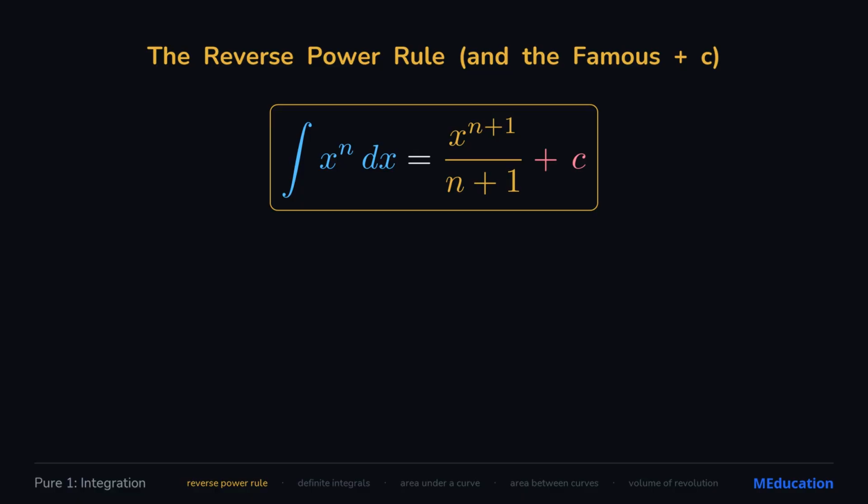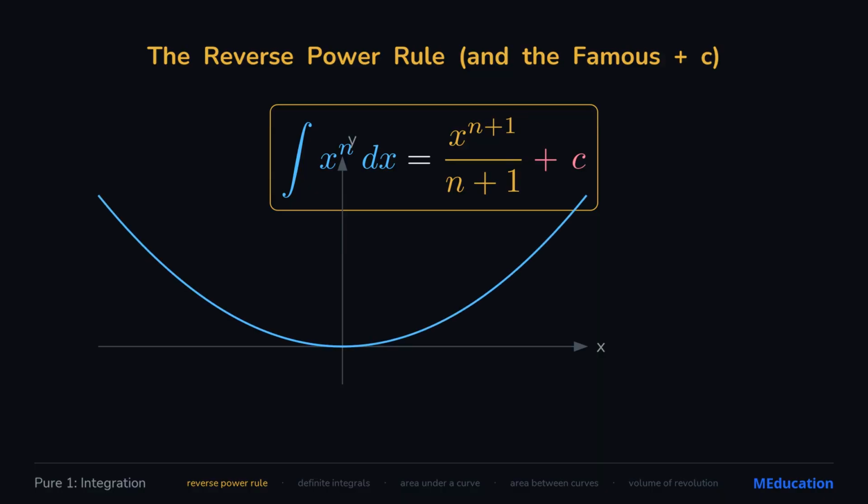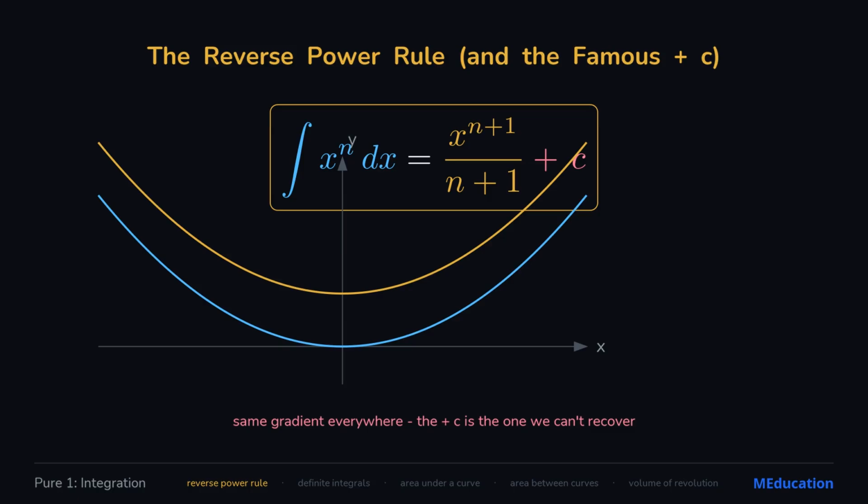When you differentiate, any constant vanishes without a trace. So when you reverse the process, you cannot possibly know what constant was lost. Every curve with the same gradient is a candidate, stacked vertically, and plus C admits you do not know which one.